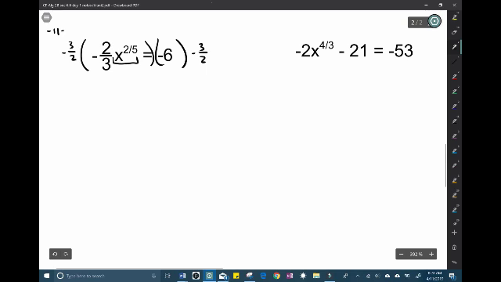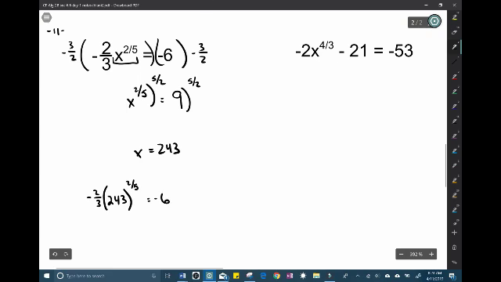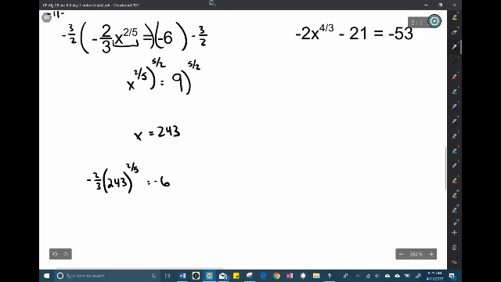6 times negative 3 halves is 9. Is equal to x to the 2/5. Take each to the 5 halves power. We have x is equal to 243. Let's check it out. 2/3 times 243 to the 2/5. See if that's equal to negative 6. Long story short, if you were to do that, you do get them to be the same. So it does work out, and we're happy.